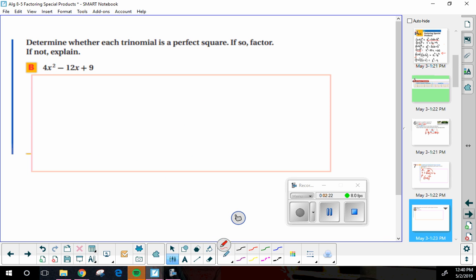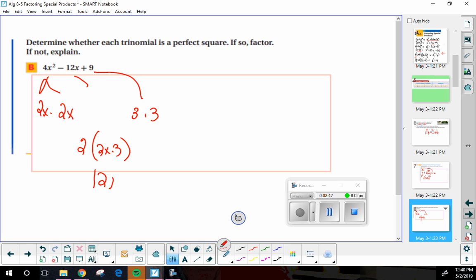Now let's see if this is a perfect square. Well, 4x squared can be 2x times 2x. 9 can be 3 times 3. And so if this is 2 times 2x times 3, which is 12x, then yes, this is a perfect square. And because this has a minus sign right here, the answer to this is (x - 3) squared.